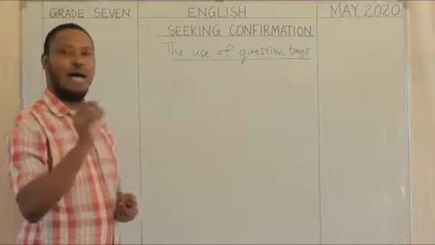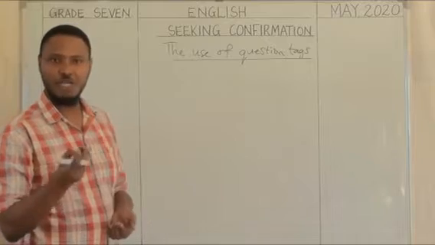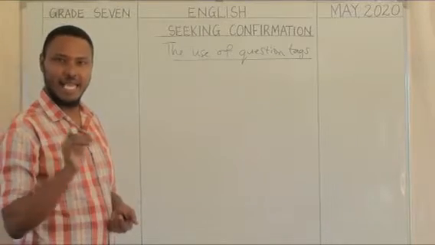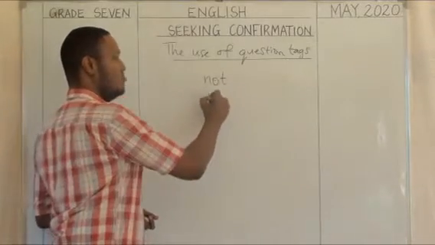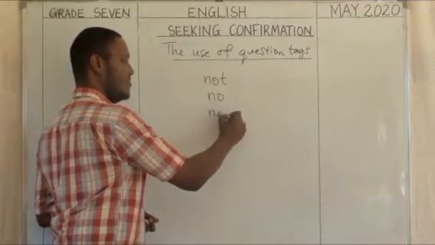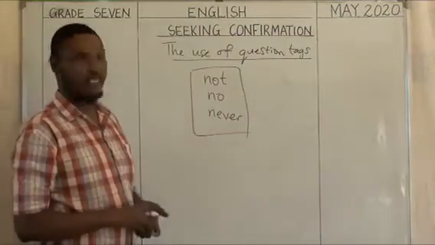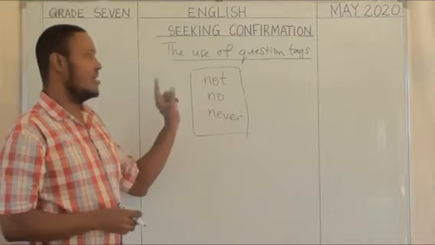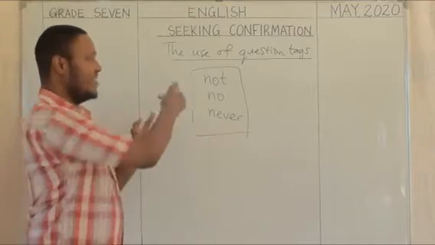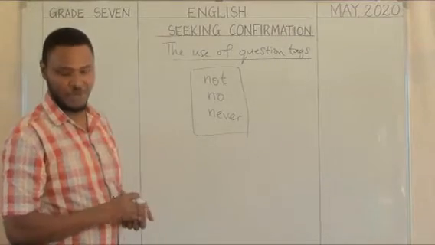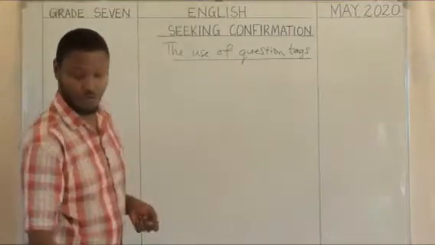Now, a negative sentence is a sentence that has a negative word. Can you give me an example of a negative word? Negative words are such as not, no, and never. So a telling sentence that has these words is said to be a negative sentence. But if it does not have a negative word, then it's said to be a positive sentence. So let us look at some of the rules that are used to form question tags.